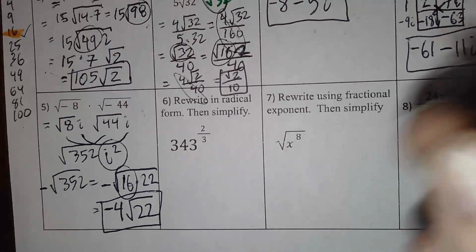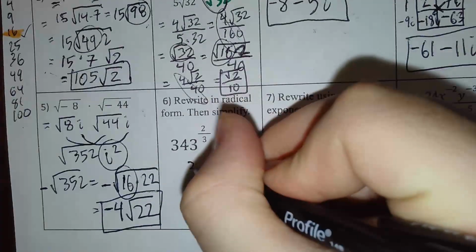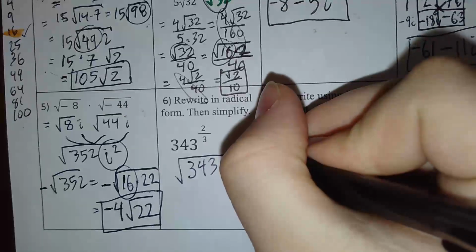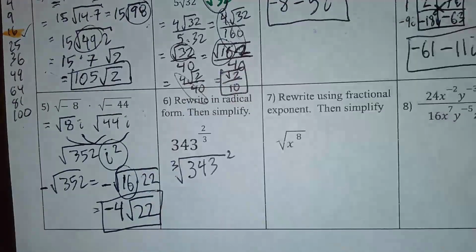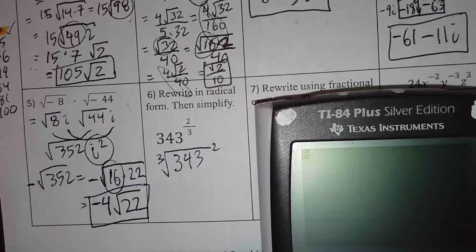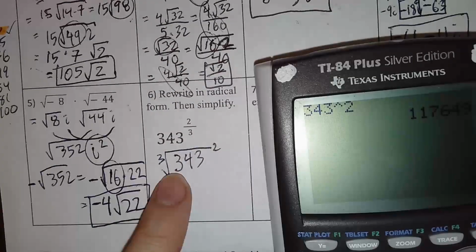For number 6, I'm going to rewrite this as a radical. So for radicals, you need to write the 2 here, the 3 here. Now, I'm going to check. You could do 343 squared right here. That's just too big of a number though. So I want to check if we could do the cube root of 343.